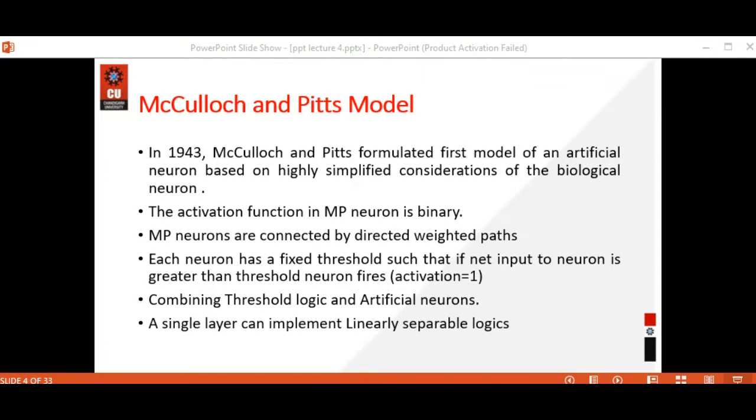Synapse, axon, dendrites, and soma, that is the cell body, the nucleus. Fine. So the four major portions we have taken up are axon, dendrites, synapse, and cell body, that is the soma, the nucleus.